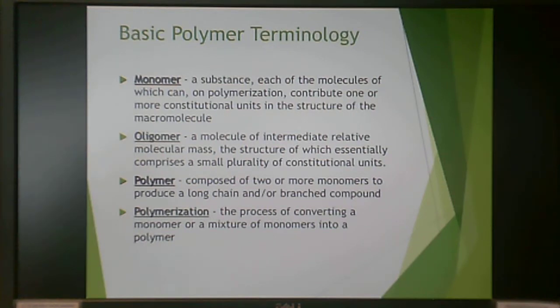A polymer is composed of 2 or more monomers, so again, that could be an oligomer, to produce a long chain or a branched compound. So a polymer is a big molecule, like a macromolecule. And then polymerization. Polymerization is the process of converting monomer or a mixture of monomers into a polymer, so making polymers.